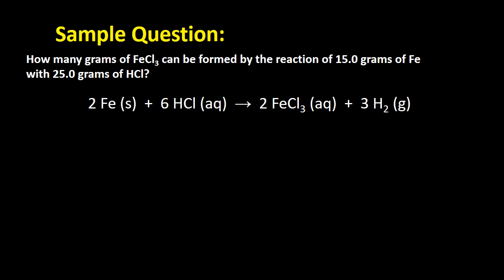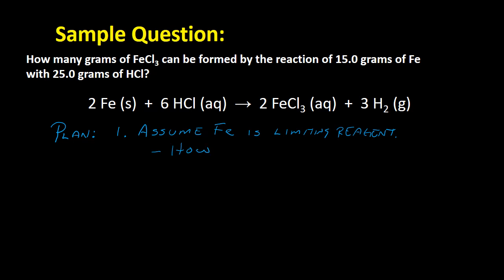So for a problem like this, make a plan. First thing we're going to do, we don't know which is the limiting reagent yet, but we'll just assume that the iron is the limiting reagent. Based on that, we'll answer the question, how much iron chloride can we make?